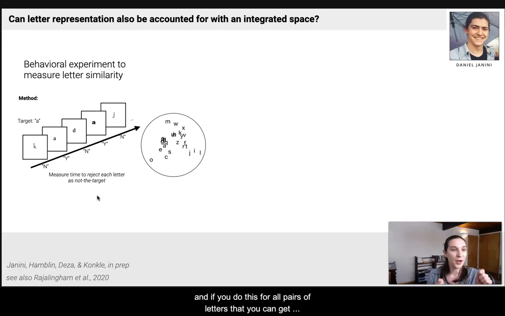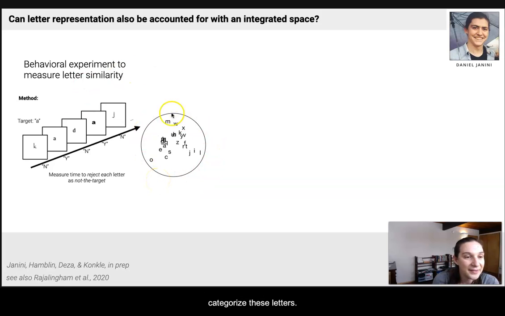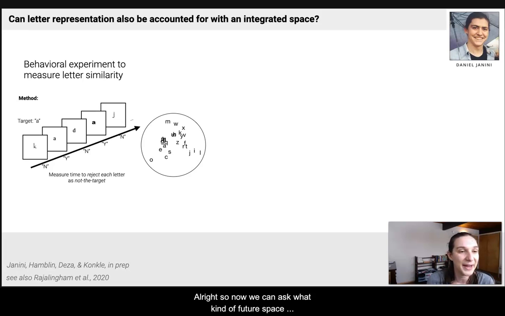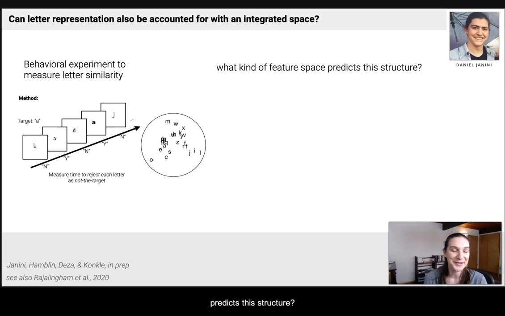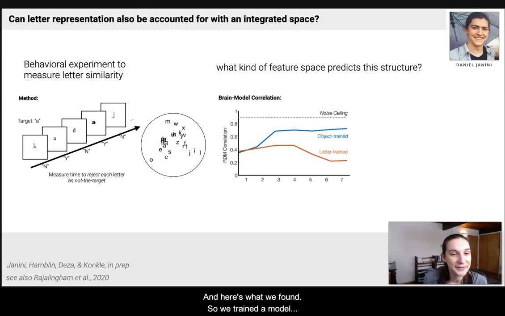And if you do this for all pairs of letters, then you can get a behavioral similarity space that underlies our ability to categorize these letters. So you can see it's harder to tell apart an I and a J and much easier to tell apart an I and an M. All right, so now we can ask, what kinds of feature space predict this structure? And here's what we found.